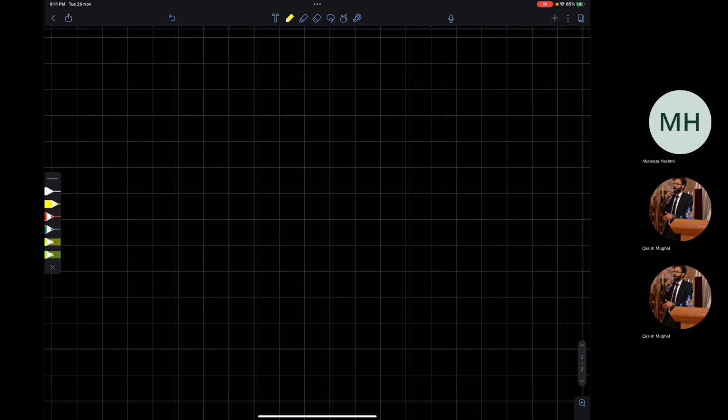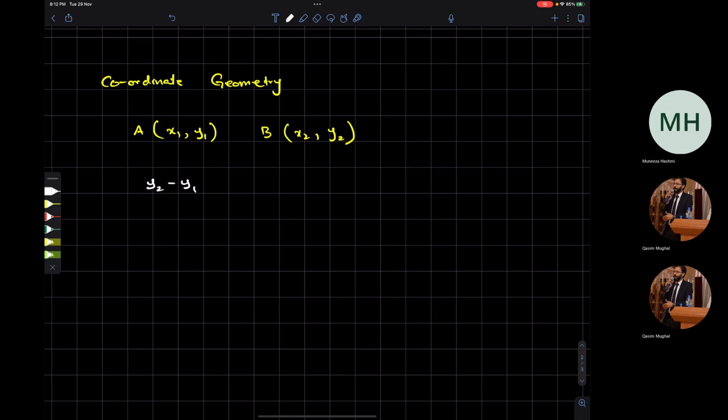Yes, sir. All right. Now moving on to coordinate geometry. If you have a point A as x1, y1, and another point B as x2, y2, and you want to find out the gradient of the line connecting A and B, then this is how you will be doing it: y2 minus y1 over x2 minus x1. Okay? Yes, sir.